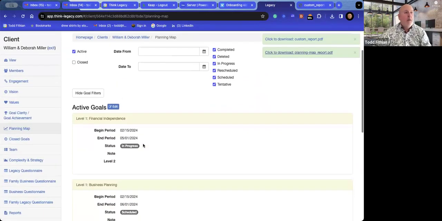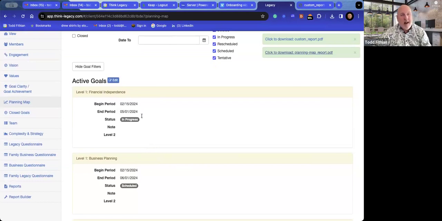And then you can put, again, any time frames around it over a 12-month period of time. You can actually have different levels to a specific goal. So if there's multiple parts that need to happen inside of it, but I love that visual. Our clients love that visual.